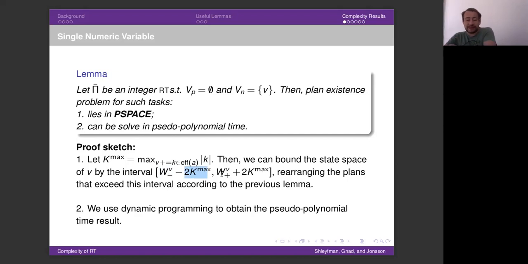We do the same for the part that exceeds WV plus from above. Once again, rearrange it so that it will fit within these bounds, and we get a solvable task because now we have a finite search space. Once again, we can show that the search space is finite, and therefore the problem is decidable. It is pseudo-polynomial because all the constants here are bounded by n, which is the size of the task.